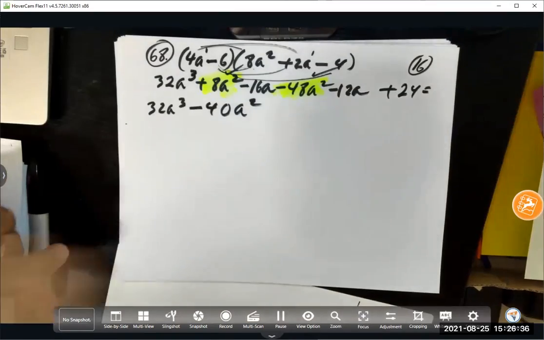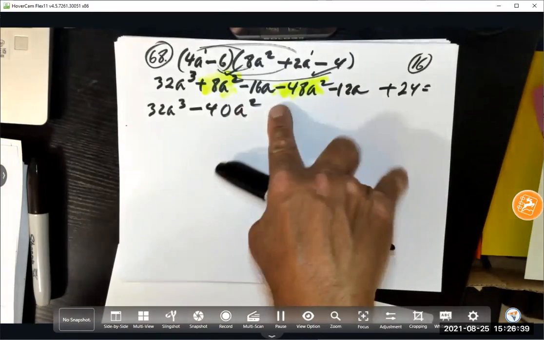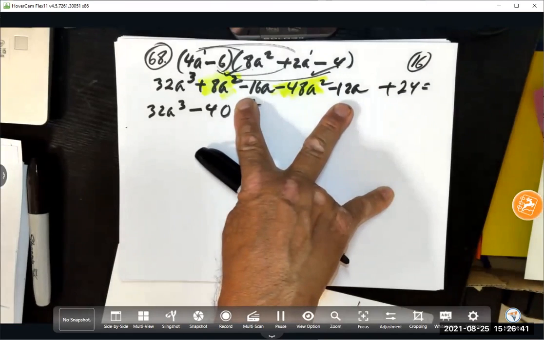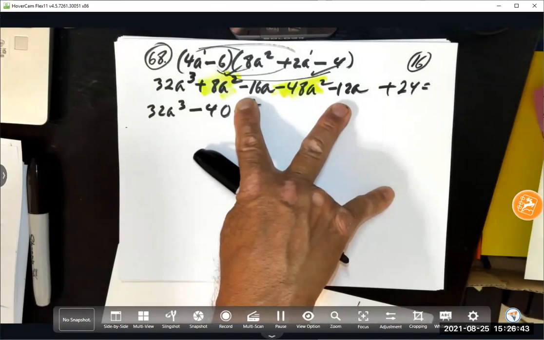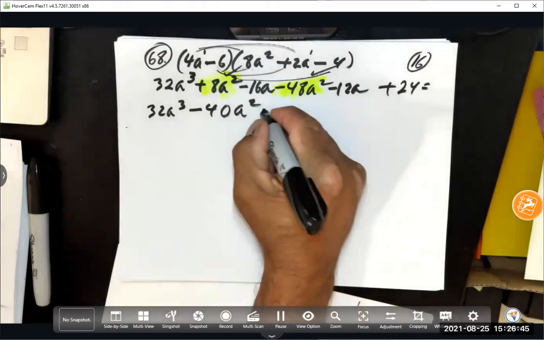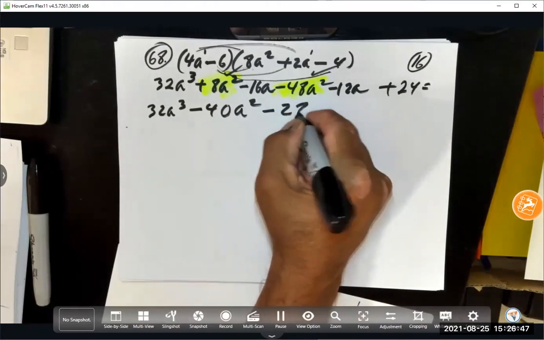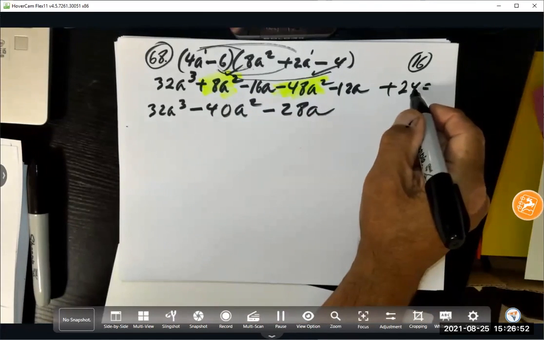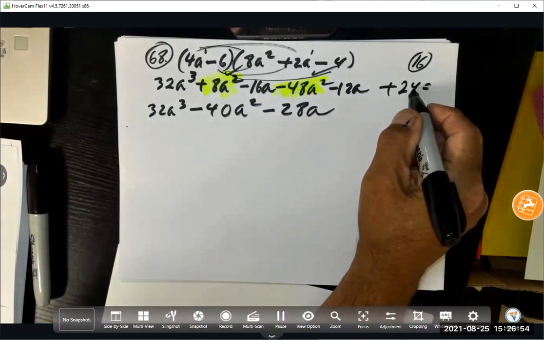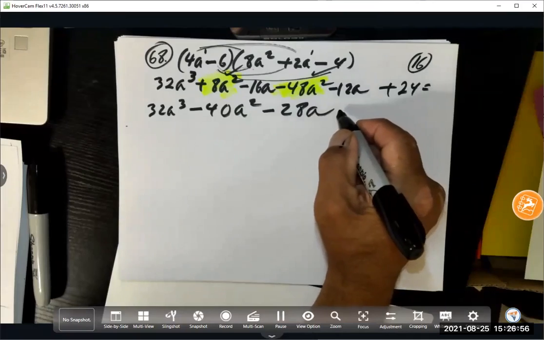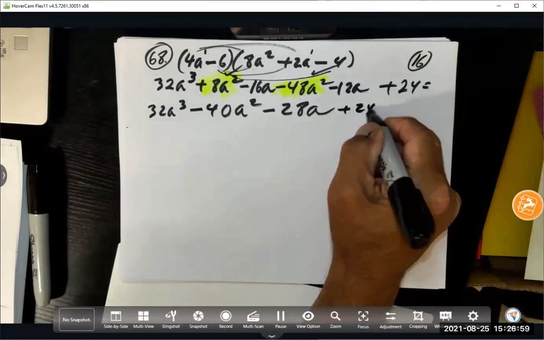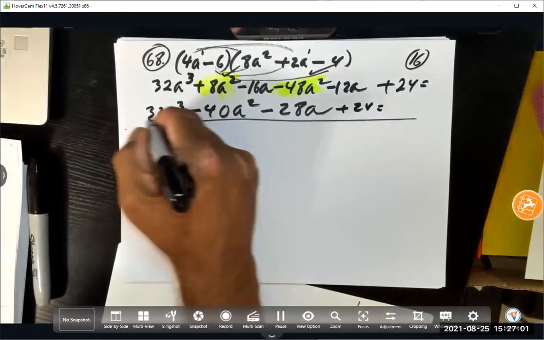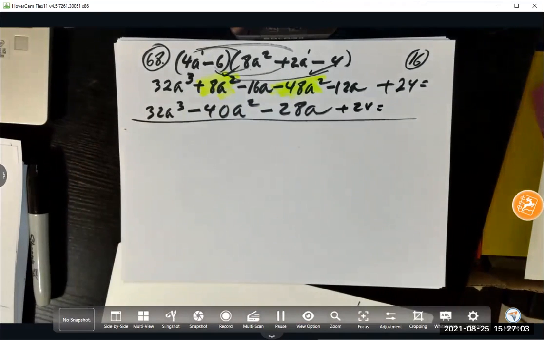Now the other one. Negative 16a and negative 12a. What do you think that's going to be? Negative 28a. And then you have 24. Can I just write it down? Yes. 24. Is that okay like that? Yes, of course it is.